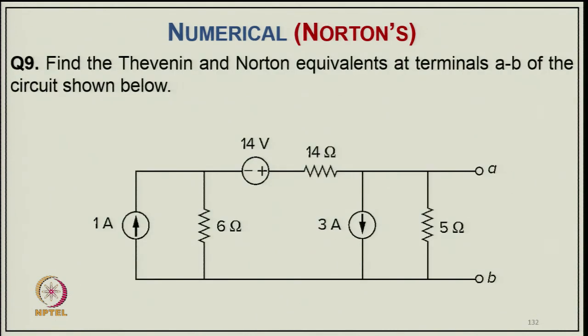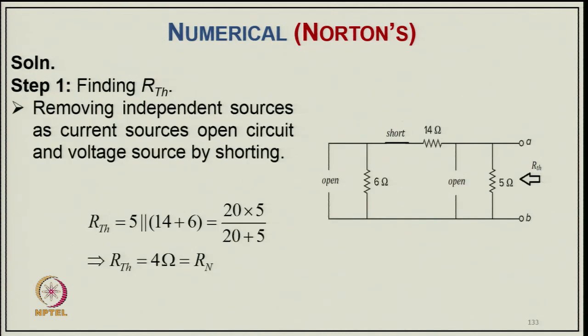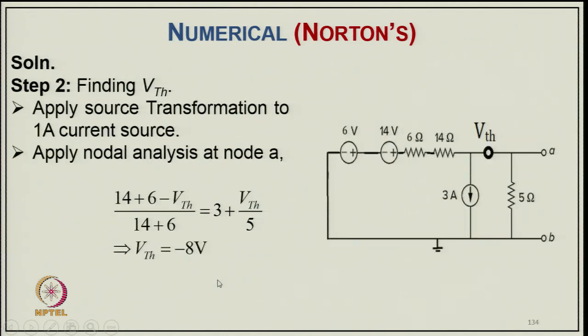Now, coming to example 9: find the Thevenin and Norton equivalent at the terminal AB. We have two current sources and one voltage source. So, we have to find the Thevenin resistance. We remove the current sources and short-circuit the voltage source, and then we get the RTH, just the addition of these in parallel with this. So, we get RTH by calculation equal to 4 ohm, which is also the Norton equivalent resistance.